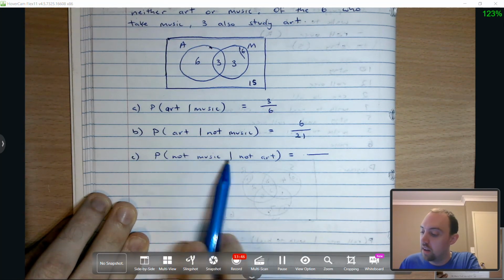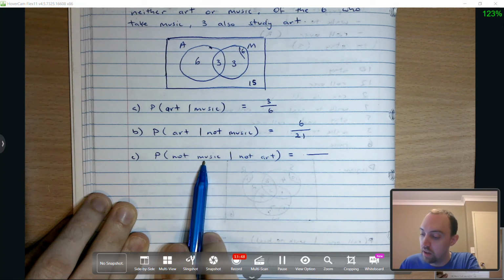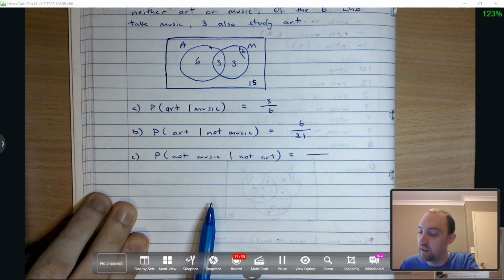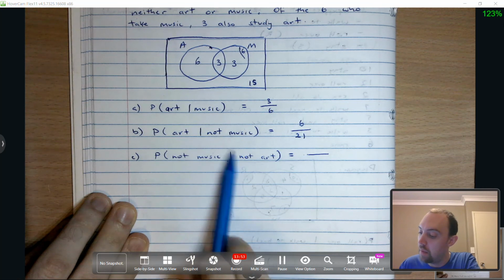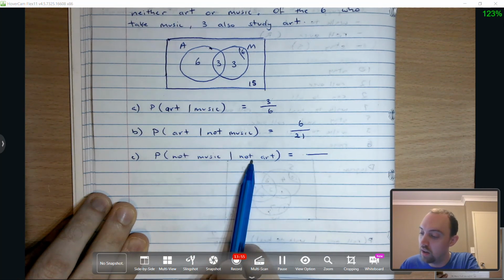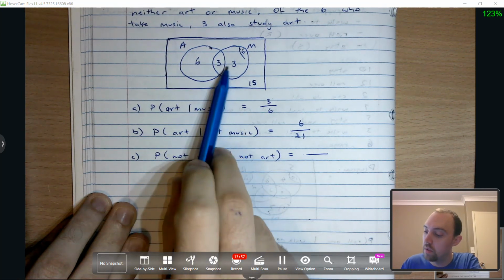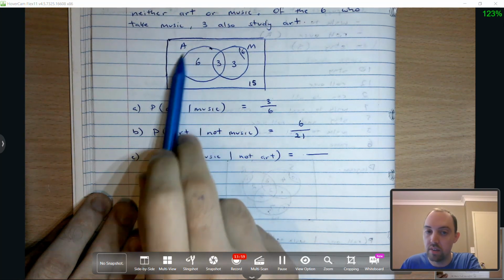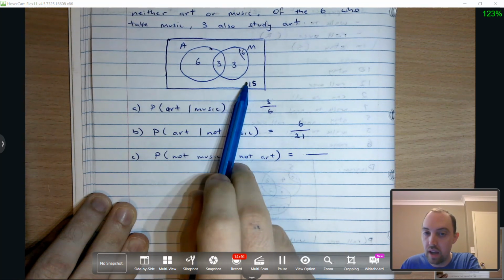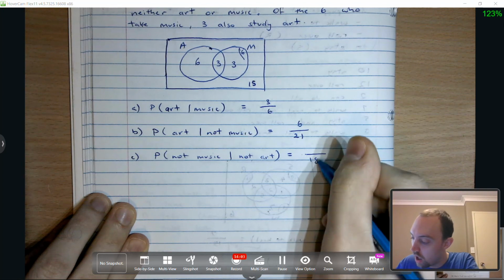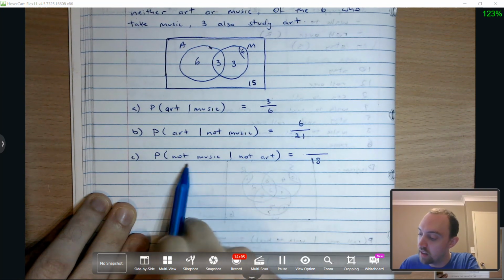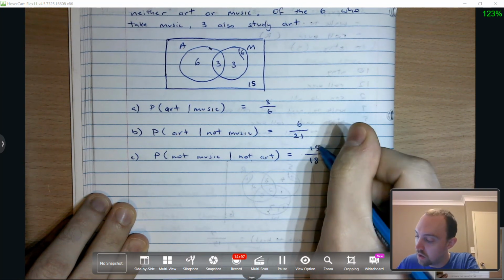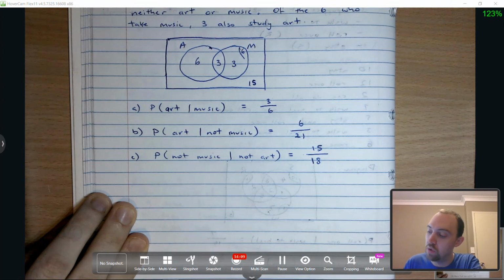Probability that they do not take music given that they do not take art. Okay, how many of them are not taking art? So outside of this art circle, there are 18. Out of those 18, 15 don't take music.